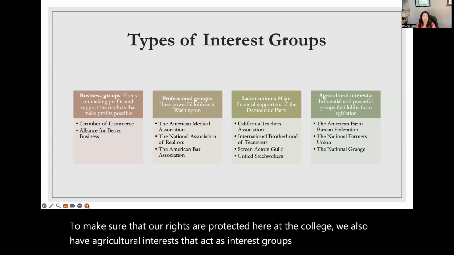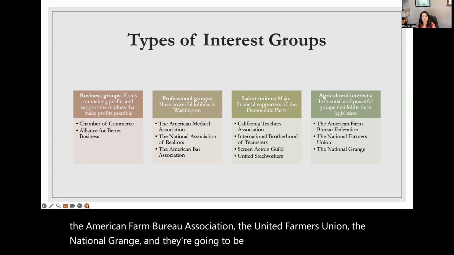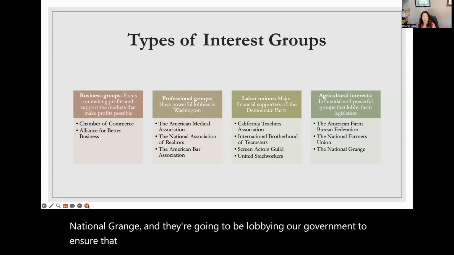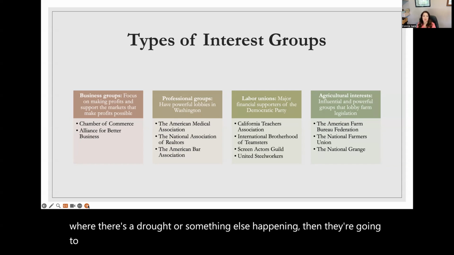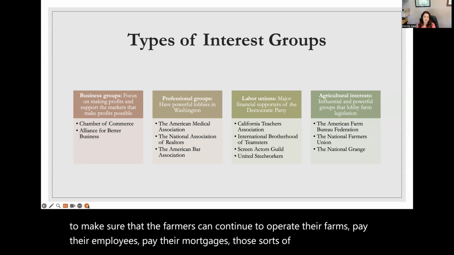We're looking at the American Farm Bureau Association, the United Farmers Union, the National Grange, and they're going to be lobbying our government to ensure that the farms are able to remain profitable. If there are years where there's a drought or something else happening, then they're going to be lobbying our government for maybe subsidies from the government to make sure that the farmers can continue to operate their farms, pay their employees, pay their mortgages, those sorts of things.